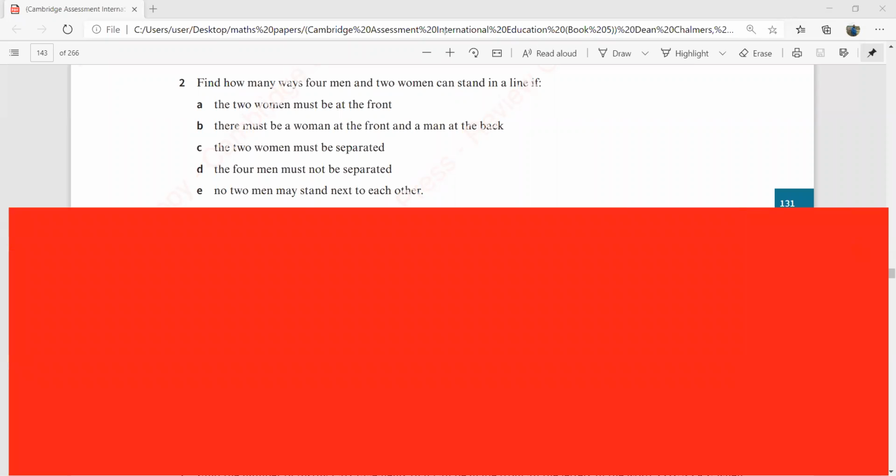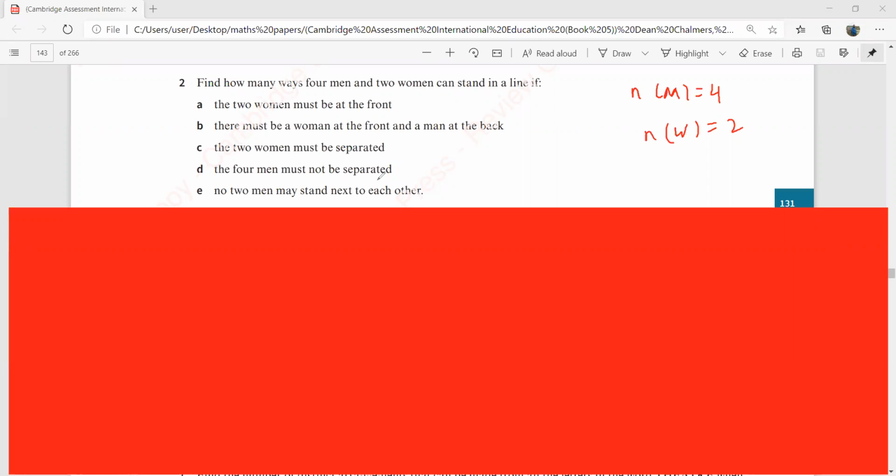Okay. The question says, find how many ways 4 men and 2 women can stand in a line if the 2 women must be at the front. So we have the number of men, that is, there are 4 men, and the number of women is going to be 2. Now suppose there was no restriction, and all these 6 people have to stand in a line. Then in how many ways could this be done? That could be 6 factorial.